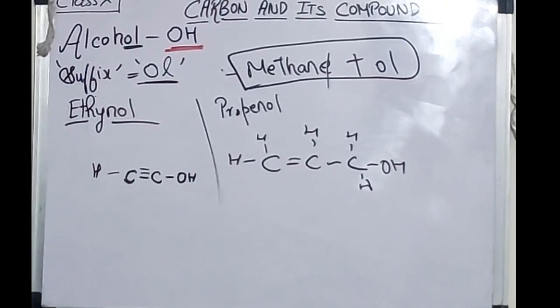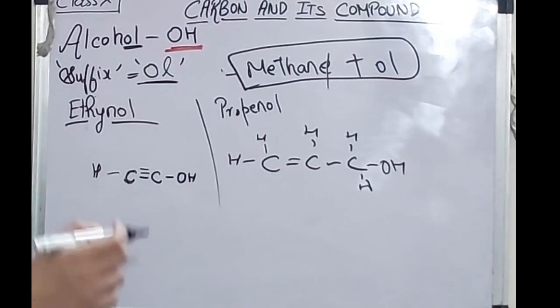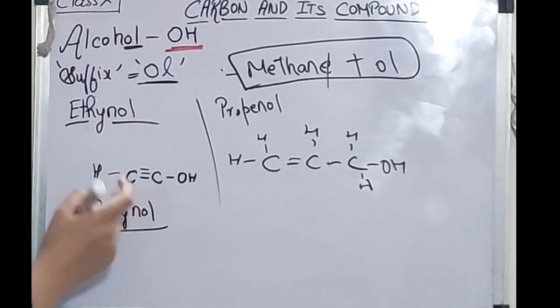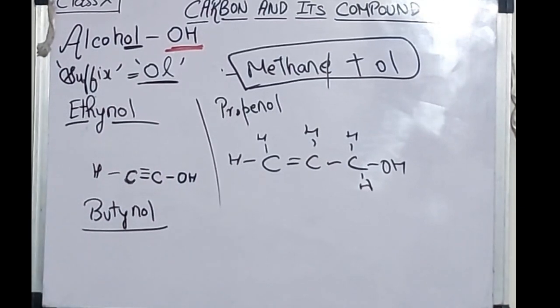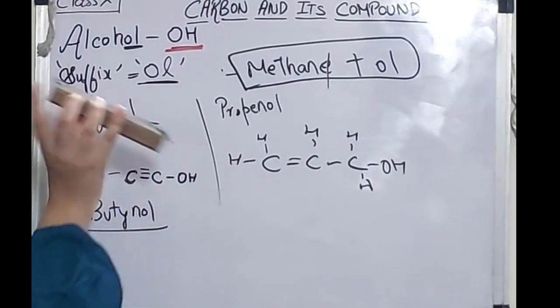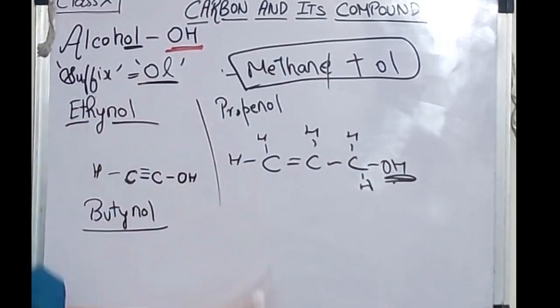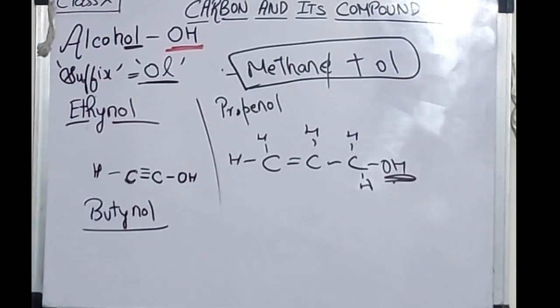So this is the example. Now you can draw butanol again as homework. Okay, so here we are done with alcohol. And again, the OH of the alcohol you can place at the end or in the middle. It is completely your choice. Wherever you want to put it, you can. This is your privilege, your choice. Okay, so I hope you are clear with it.